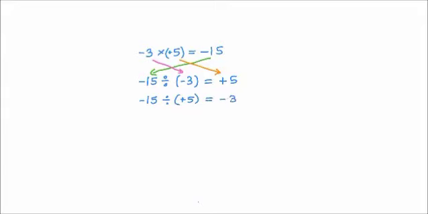So now if you see here, again -15, I've got it down here. And if I divide -15 by +5, one of the multipliers, then what I get as the answer is the second multiplier. So we say that every multiplication statement has two division statements associated with it. So let's see one more example.